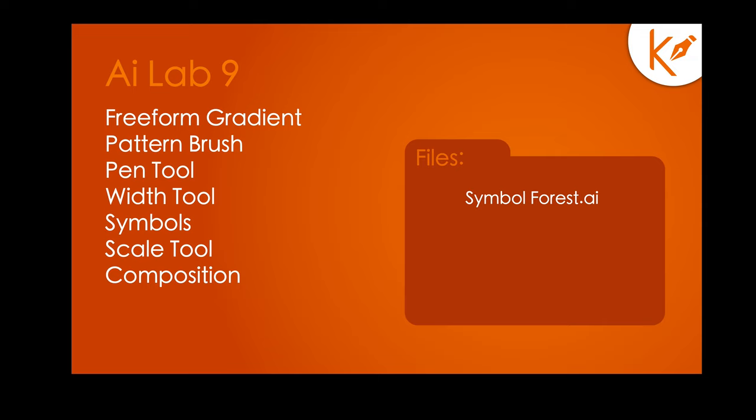Today you're going to need the file symbolforest.ai. We are going to do some review of our freeform gradient and pattern brush tools, as well as our pen and width tool. Then we're going to learn how to use symbols, and then we'll use our scale tool in order to change some of those, get some variety. And overall, our entire lesson is about composition. When you're ready, go ahead and launch that.